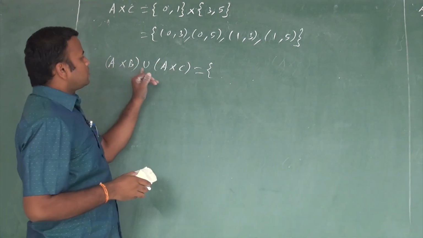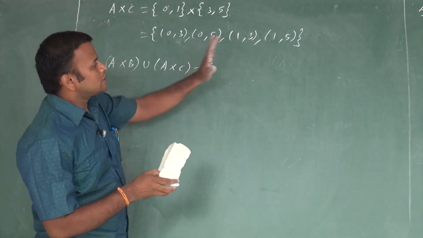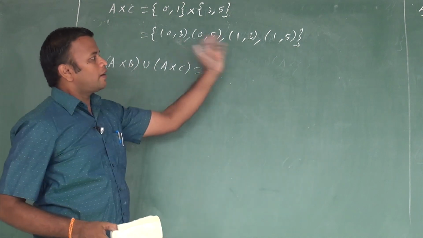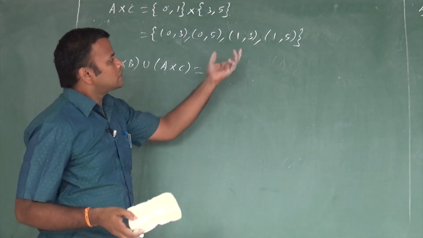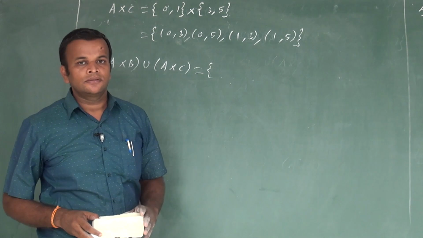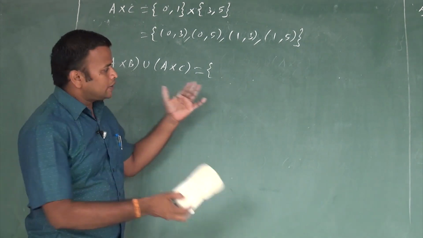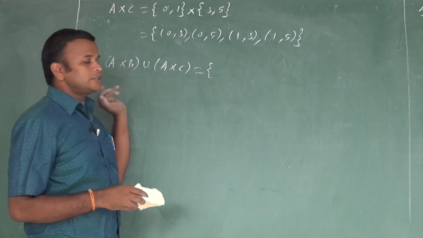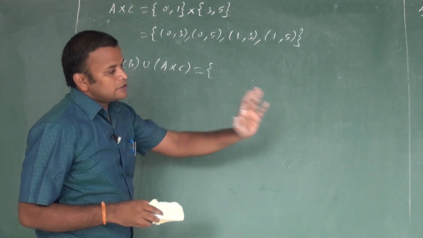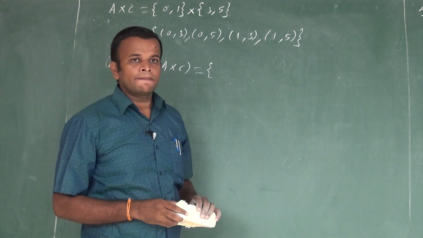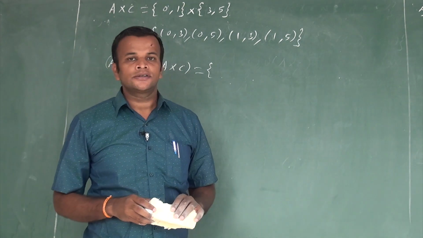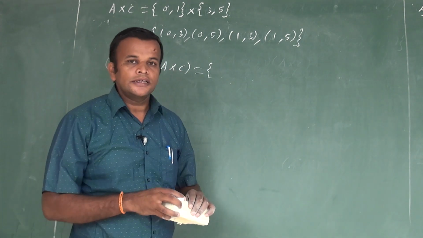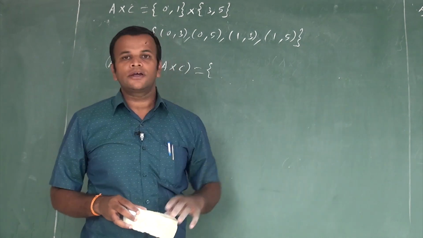So A cross B union A cross C. Suppose, sir, I interchange the ordered pair. Suppose I first write 1 comma 3, 1 comma 5. No problem, we write and then we change. Now we see the union of these two sets. First I check in A cross B what the starting element is, and I write in ascending order, from small number to big number.